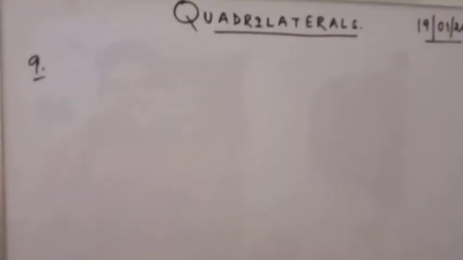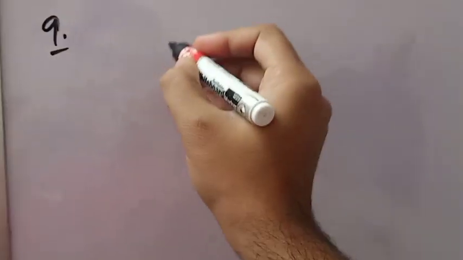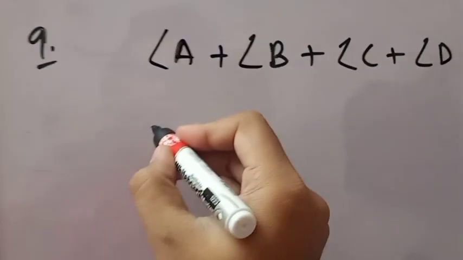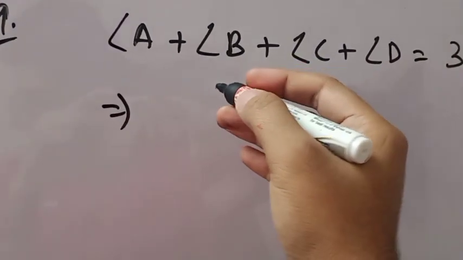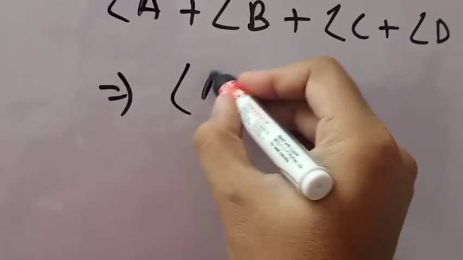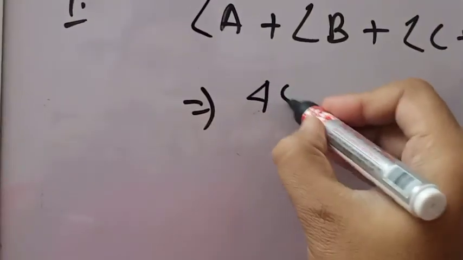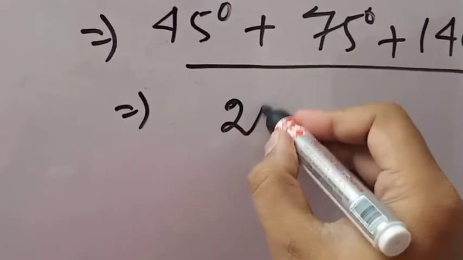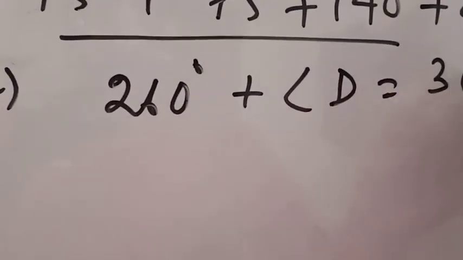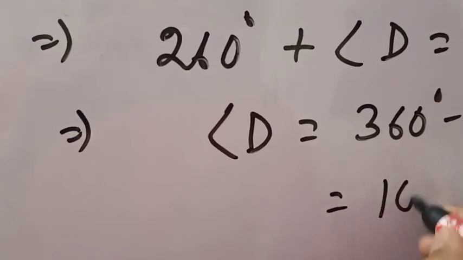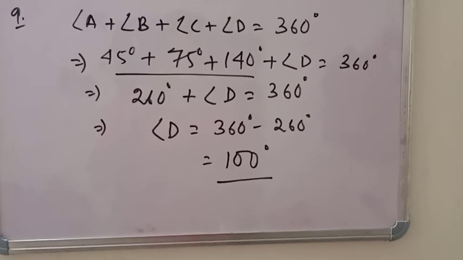Next one. In number 9, see that 3 angles are given. You have to find the 4th angle. We know that angle A plus angle B plus angle C plus angle D equals 360 degree. So you have to write 45 plus 75 plus 140 plus D equals 360. Then addition, 260 plus angle D equals 360. So angle D equals 360 minus 260, that is 100 degree. Okay. So the addition of all angles equals 360.